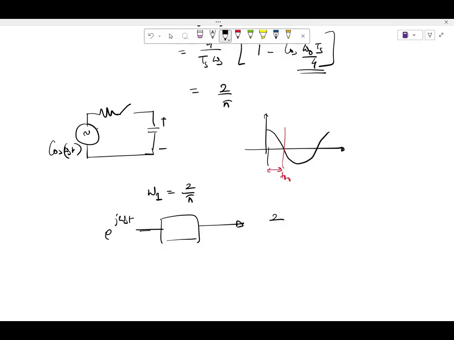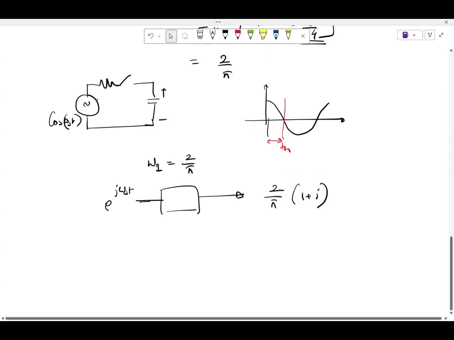2 by pi, 1 plus j, right? Everybody okay with this? Okay. So this is exactly what we got by doing the brute force analysis. We'll get that also. But the magnitude of it makes sense, right?